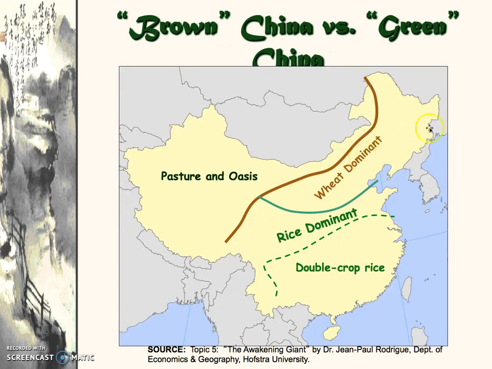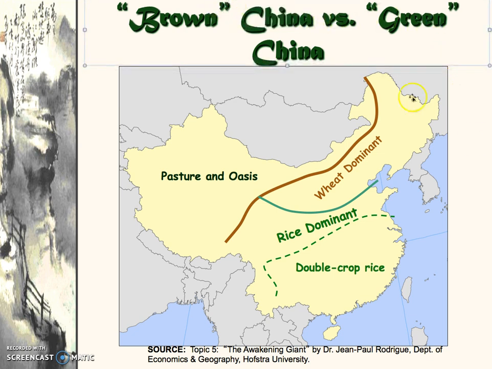All right, so this idea of brown China versus green China, I don't like the way this looks. Let's go and fix that real quick. There we go. So brown China, we see brown China more in the north. We see wheat dominant, and green China down here in the south. Pasture oasis over here in the more arid regions.